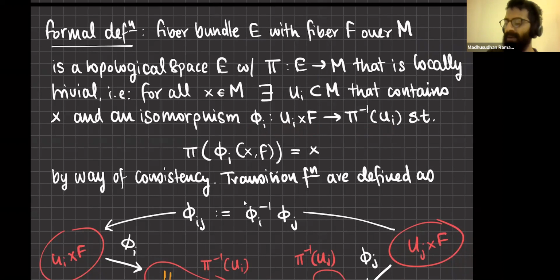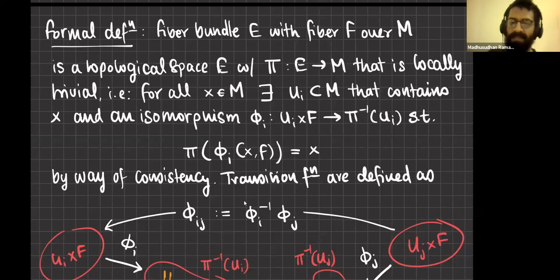And it does so in such a way that this is basically a consistency condition: when I take phi I, right, phi I takes two arguments. One comes from UI and the other comes from F. So the x here comes from UI and small f comes from capital F. So when I take phi I of this pair, what it does is it maps me to some point in the pre-image of UI. Okay, so it's some point in the fiber bundle. And when I project that down again, then what I get is just the base point that I started out with.